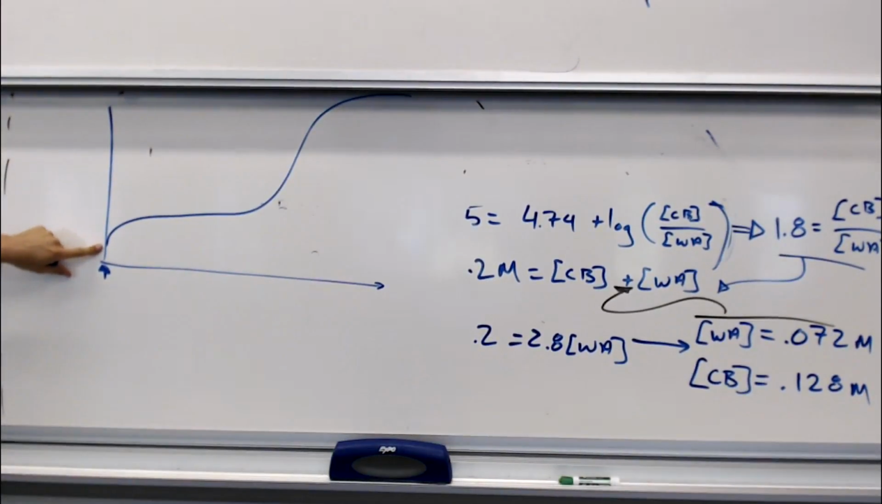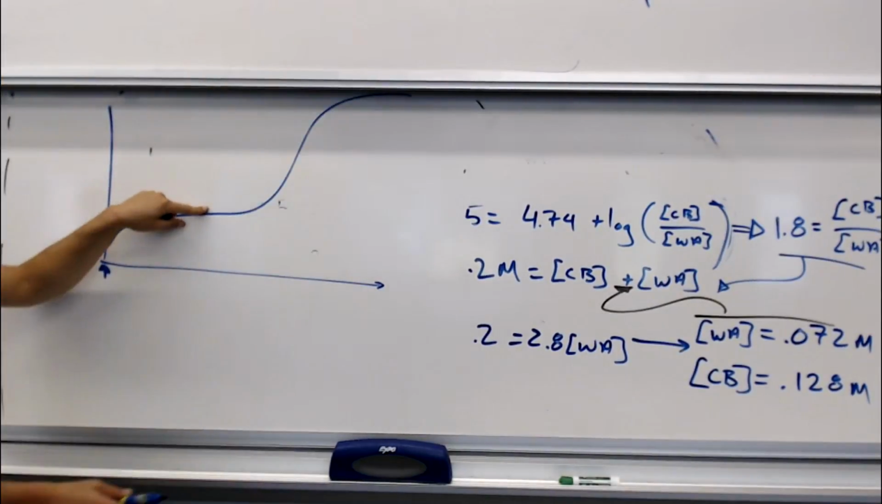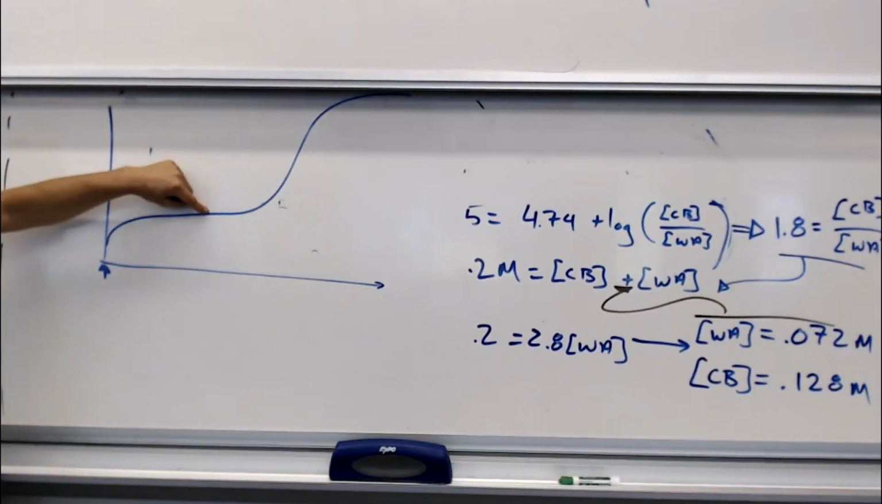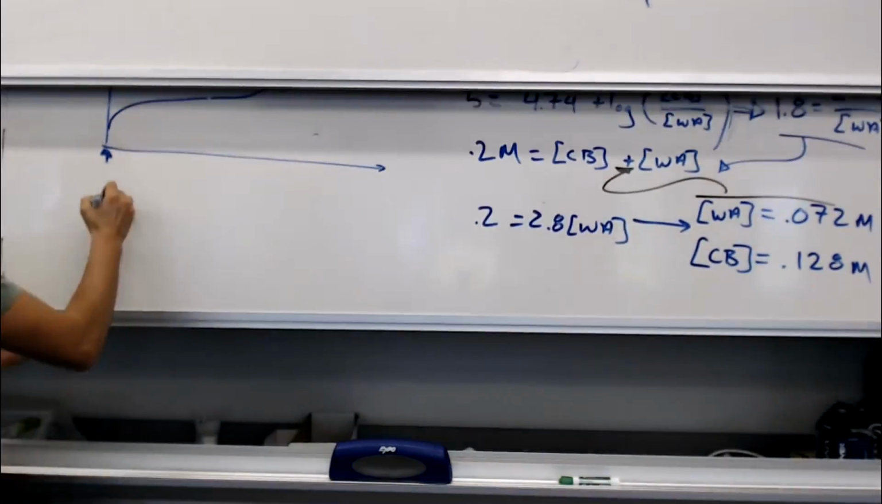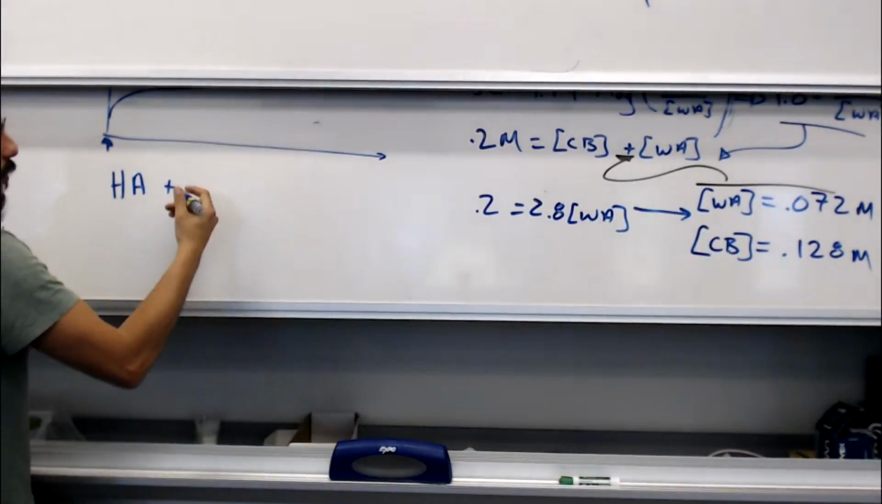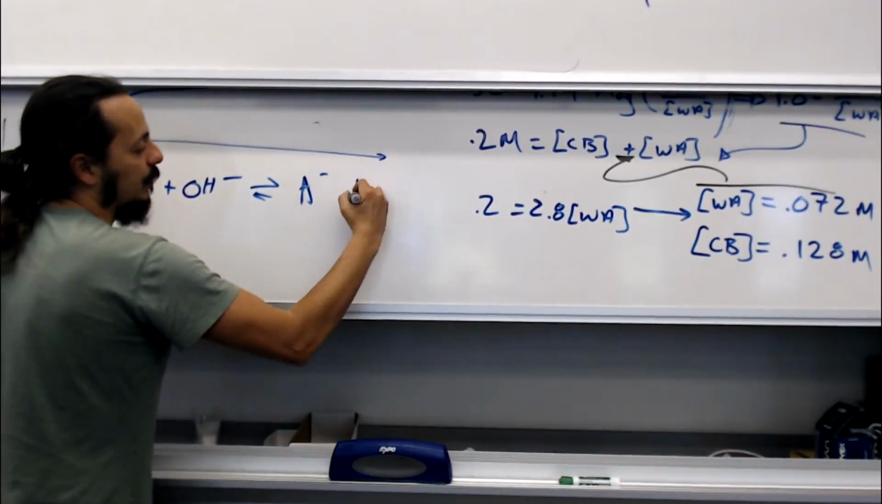So what percentage of my material is weak acid at the start? All of it. What percentage of my material is weak acid at the correct point? Well, whatever value we solve for. But all of the conjugate base comes from the weak acid that we start with. Right? Stoichiometrically speaking, what we have is HA plus OH minus goes to A minus plus H2O.